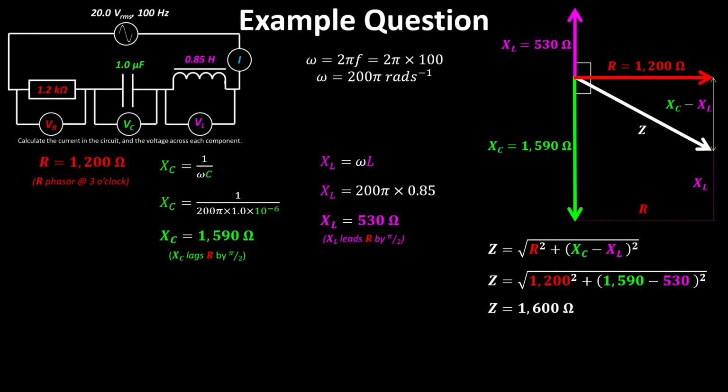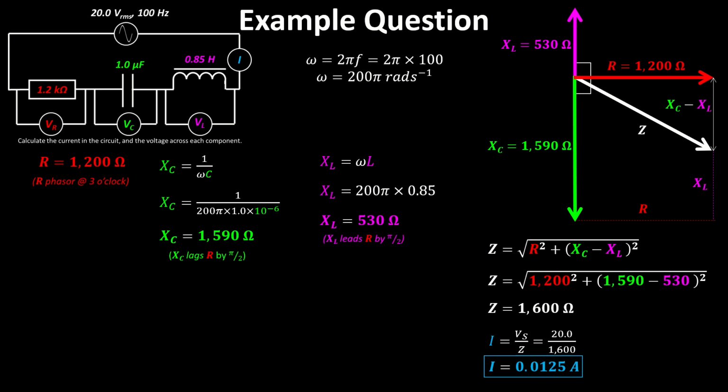Now we can use that. We know the impedance of the circuit and we know the supply voltage. We can find the current by using Ohm's law, Vs divided by Z. So it's 20 volts divided by 1,600 ohms. This gives us a current of 0.0125 amps. So that's the current in the circuit, which is one of the things that we were asked to find.